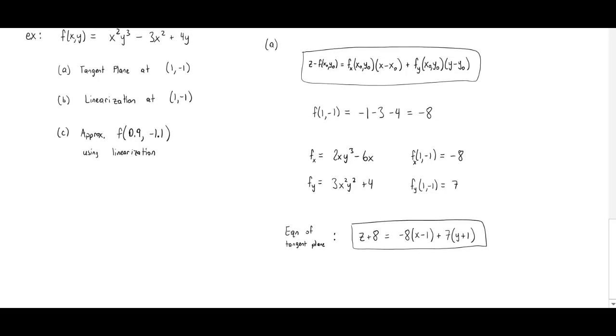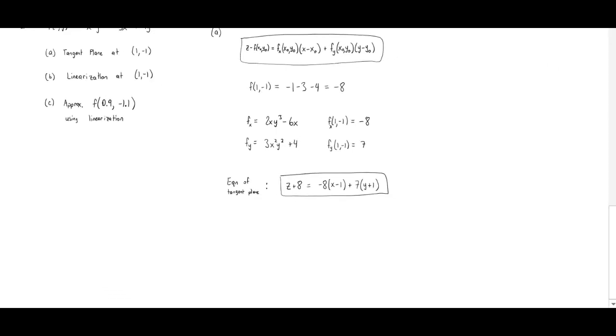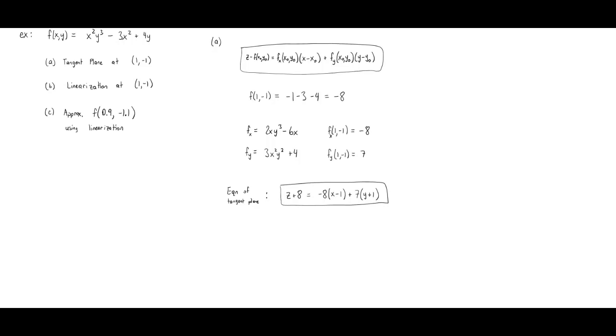All right, any questions about that? Okay, so the linearization is really simple after you have the tangent plane. So remember, to get the linearization, all we do is move this number to the other side. And then I'll call the linearization L of x, y. So it'll just be negative 8 minus 8 times x minus 1, and plus 7 times y plus 1. Okay? Oh yeah, all right, good.